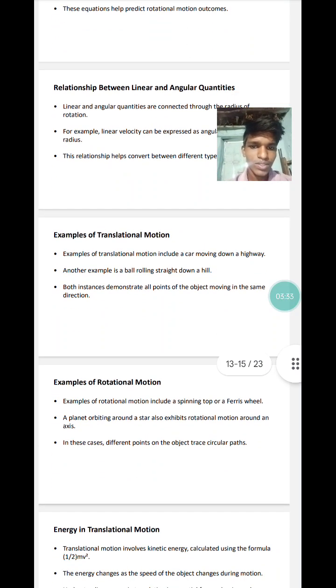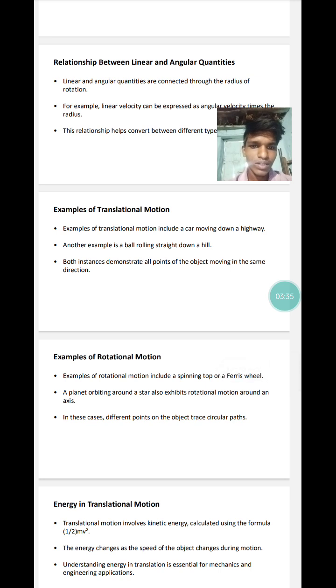Examples of translational motion. Examples of translational motion include a car moving down a highway. Another example is a ball rolling straight down a hill. Both instances demonstrate all points of the object moving in the same direction.